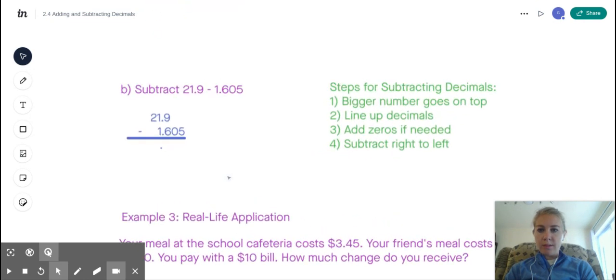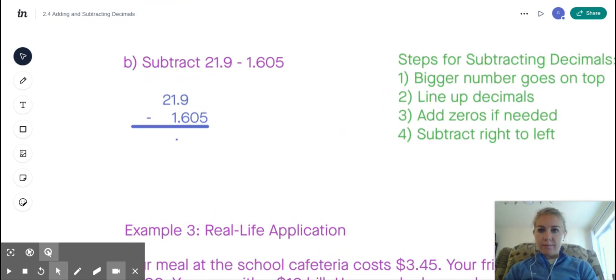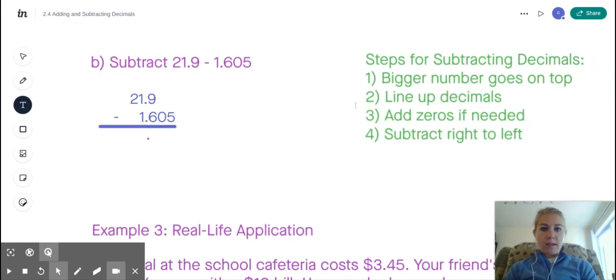Okay, now I'll zoom in. All right. So see how my decimal places are, let me move this over a little bit, are almost exactly lined up, making sure that you do that as well in your notes and on your homework. Okay, step 3 says to add zeros if needed. What do you think? Do we need to add zeros? We do, because in our first number, 21.9, there's only one number to the right of the decimal, but in 1.605, there's 3 numbers. So we need to add 2 zeros to the top number. So now there's 3 decimals to the right in both of our numbers.